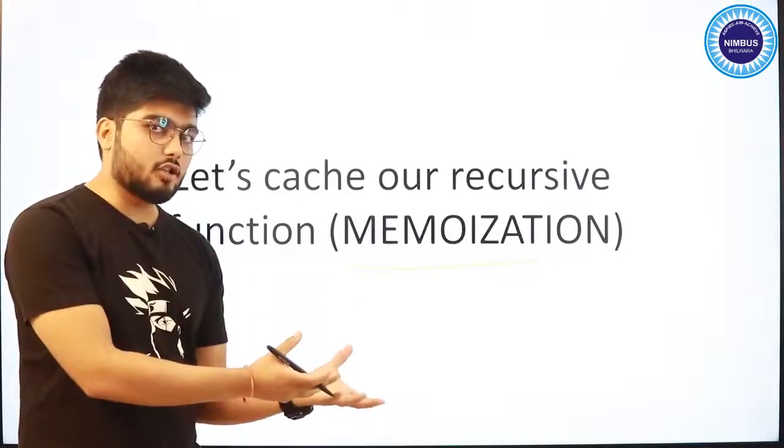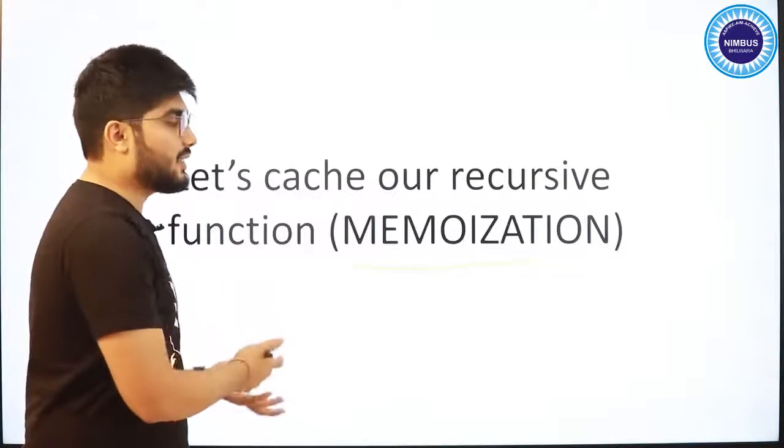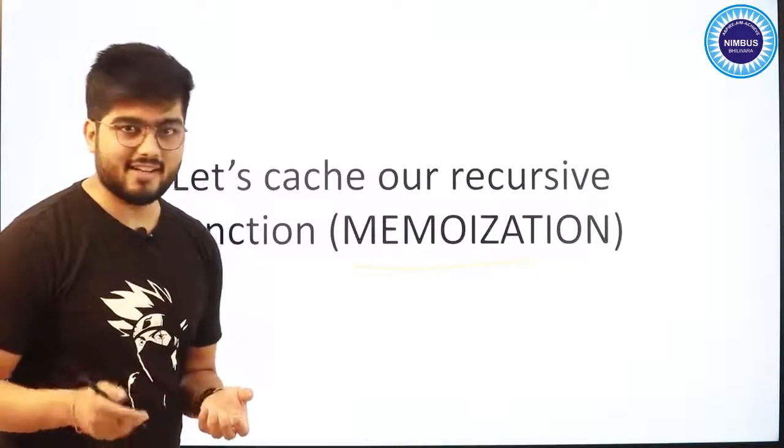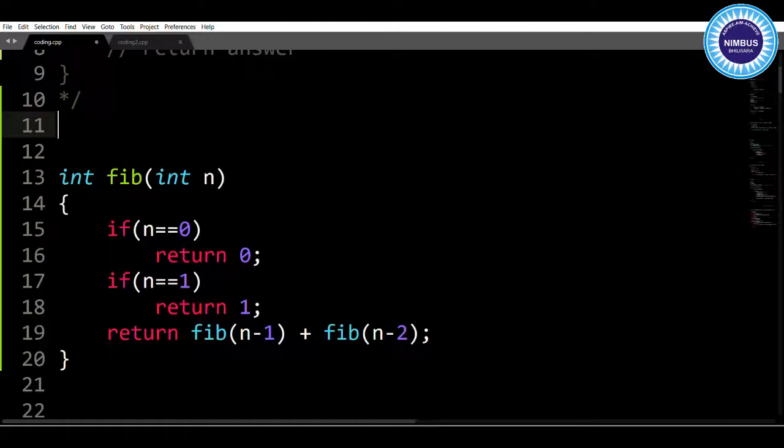So we have written a recursion function. Now we are storing the values, so that will be called memoization. Okay, let's do it. So friends, this was our recursive function. Now what we have to do is just store the values. In order to store the values, we need to define an array in which we can store them. Okay, so let's define an array.